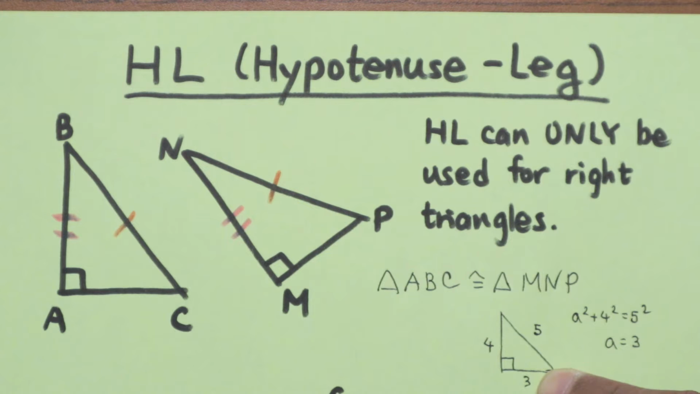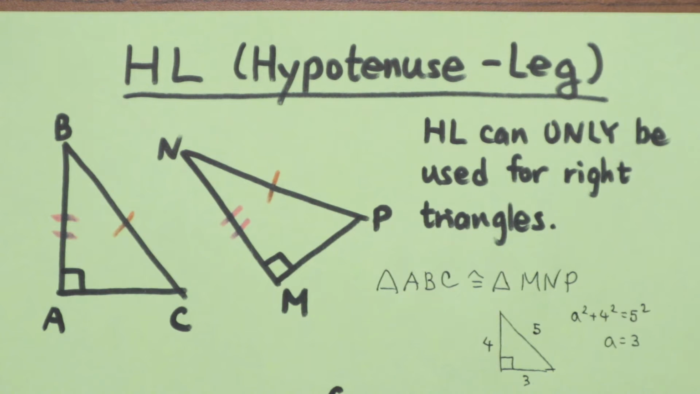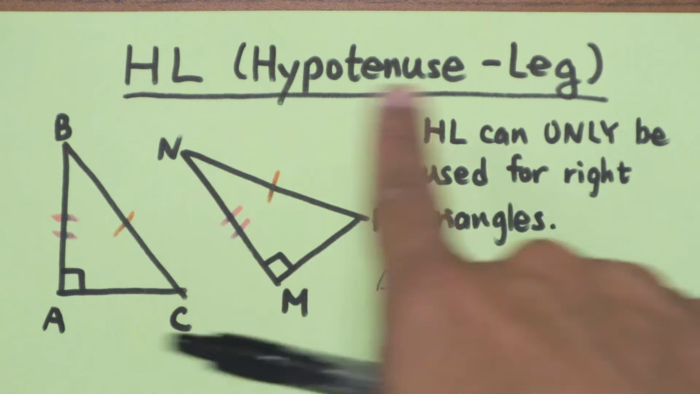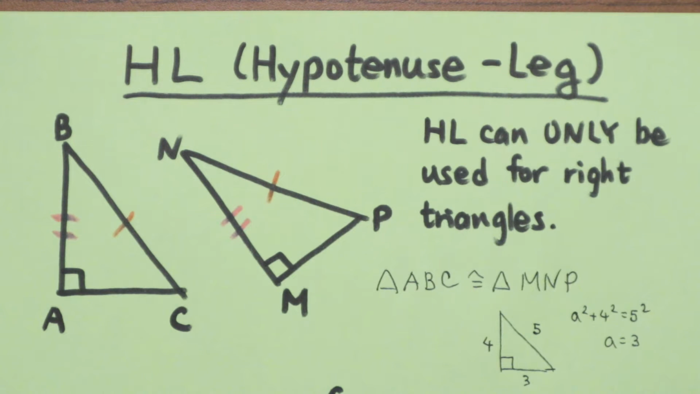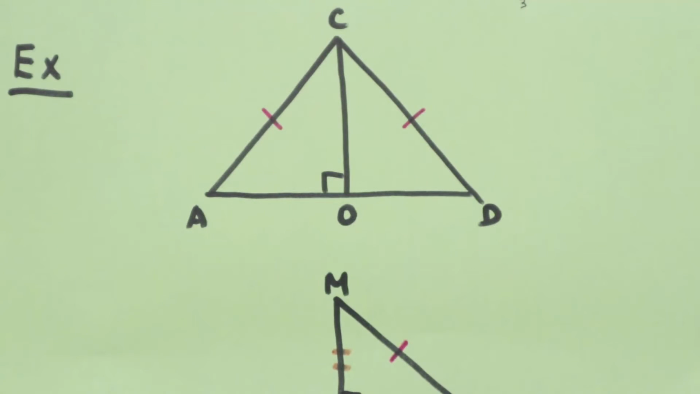So this is technically in a way SSS, because if you know two S's, you could know the third one by using the Pythagorean theorem. And that's why HL works, but only for right triangles. If it's not a right triangle, you cannot use HL. Well, let's take a look at two examples of using HL to prove that two right triangles are congruent.